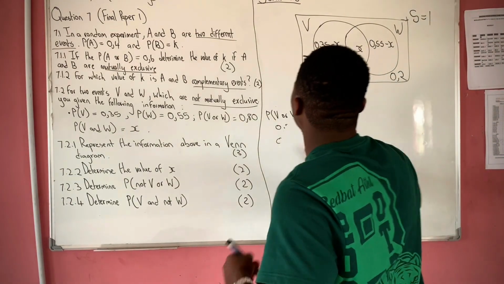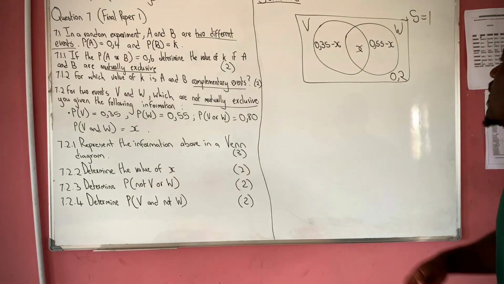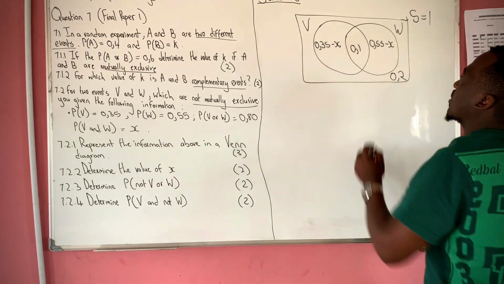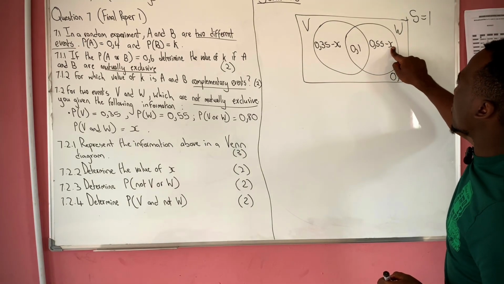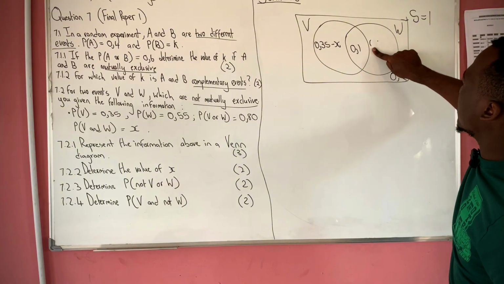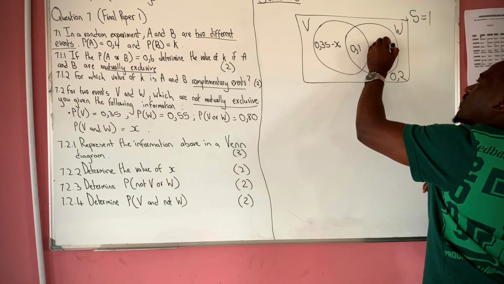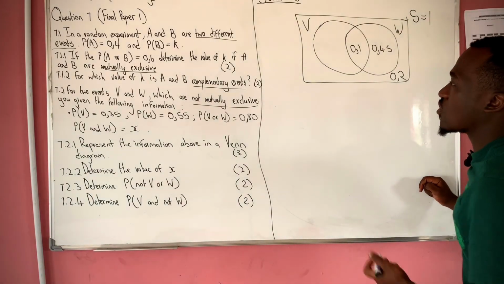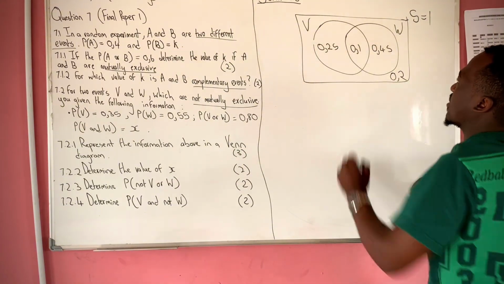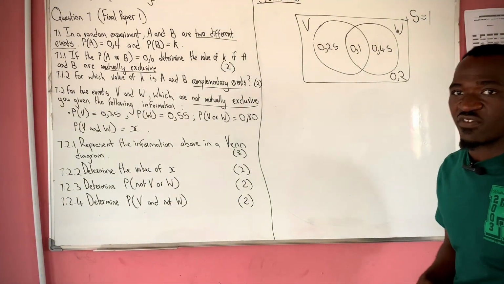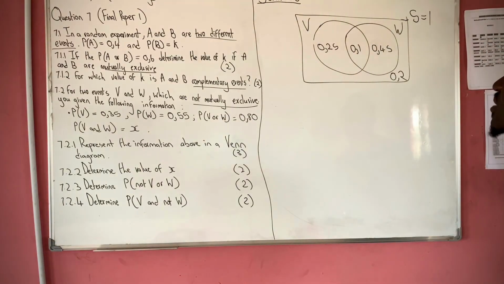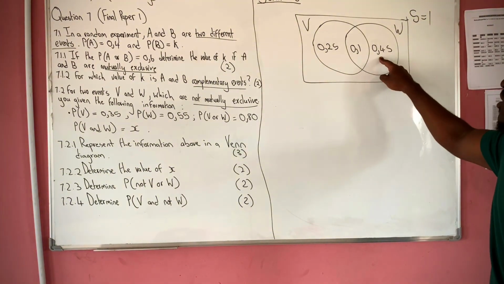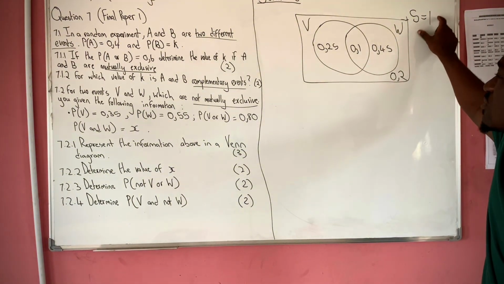Let's look at here. We already know that instead of X we have 0.1. Now here, 0.55 minus 0.1 we get 0.45. Here, 0.35 minus X, we have 0.35 minus 0.1, we have 0.25. And remember, we used to see this 0.45 at all times, but we know what it is for at the end of the day.